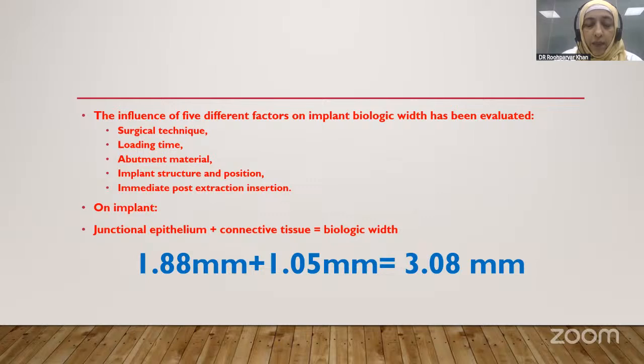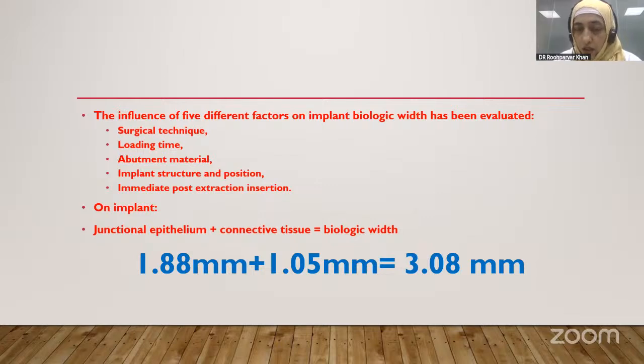Then whether the immediate post implant is placed immediately after extraction or it is a delayed case. So after considering all these factors, we have to consider biological width around implant also, that is 3.08 mm. So when we consider the natural tooth and the implant, the difference in biological width is around 1 to 1.05 mm. That is, the biological width is more around implant as compared to the natural tooth.